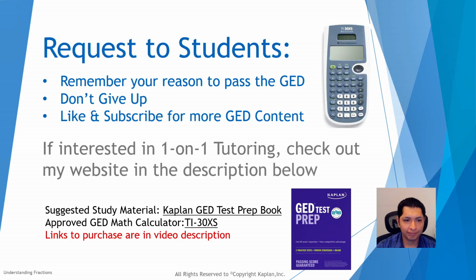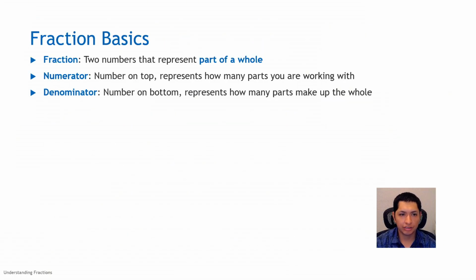All right, let's get started. We'll start with some fraction basics. A fraction is made up of 2 numbers, and together they are used to represent part of a whole. The 2 numbers that it consists of are the numerator and the denominator.